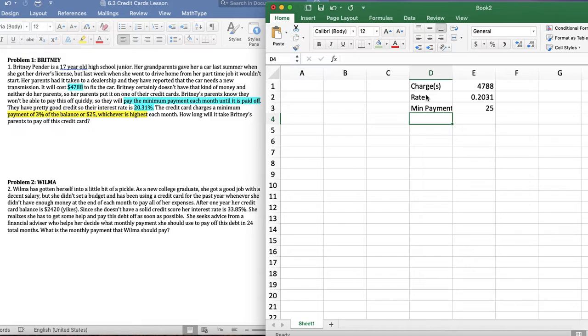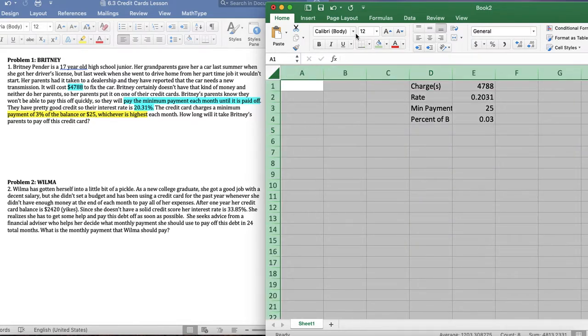And it looks like from the minimum payment, they're going to charge 3% of the balance. And that might change potentially. So I'm going to put percent of B for percent of balance and type in 3%. So those are the things that are going to go on my key.